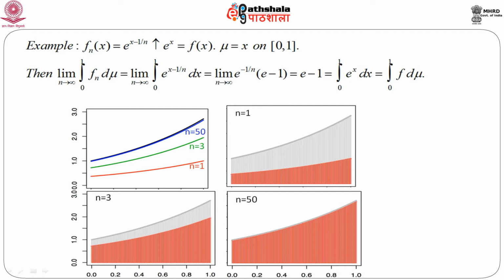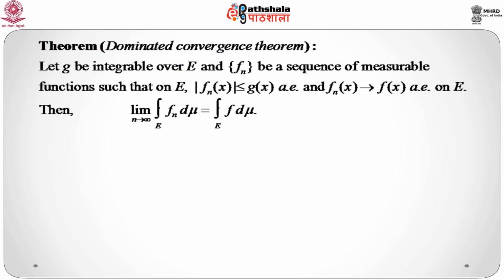That means the red shaded area, which is the integral of the sequence of functions, converges to the gray shaded area, which is the integral of the limit of the sequence of these functions. So, this is a nice algebraic as well as geometric representation of the monotone convergence theorem. Now, we will move on to consider another important theorem, which is called the dominated convergence theorem.